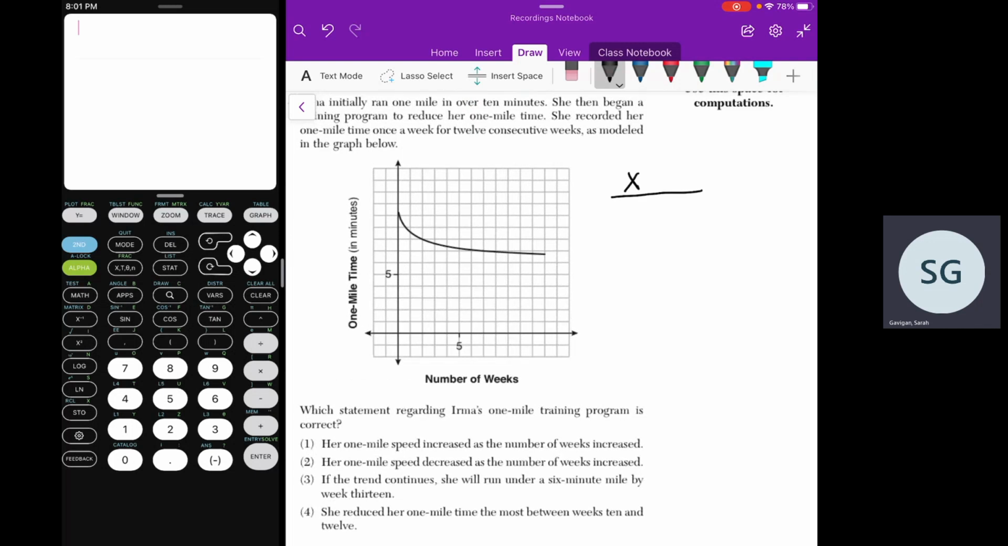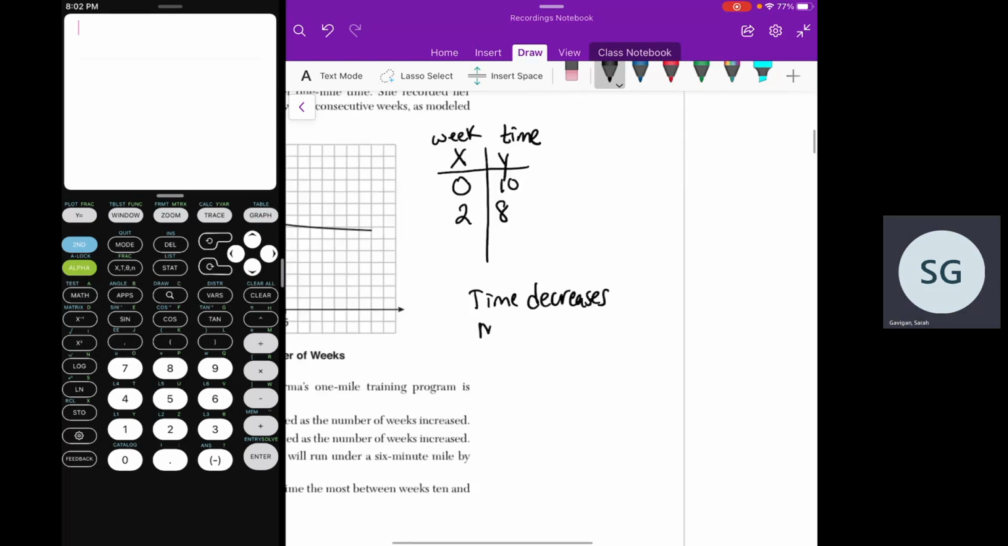So the x value and the y value, if I just pick points, is 5, 6, 7, 8, 9, 10. So that's at week 0 was 10. Initially, it was 10. If I look at week 2, that was 5, 6, 7, 8. At week 2, she's running an 8-minute mile. So her time is going down, which means as your time decreases for your mile, that means you're getting faster.